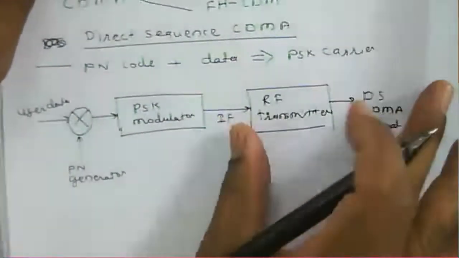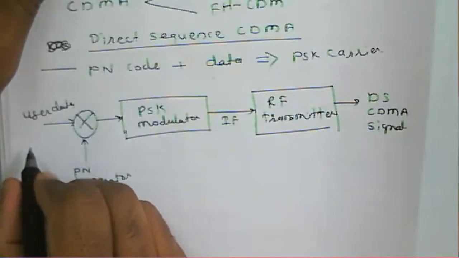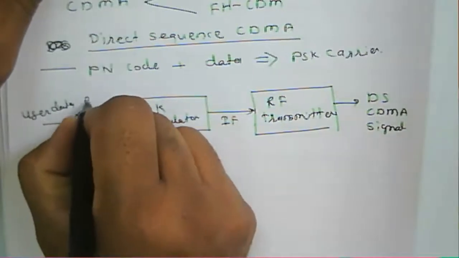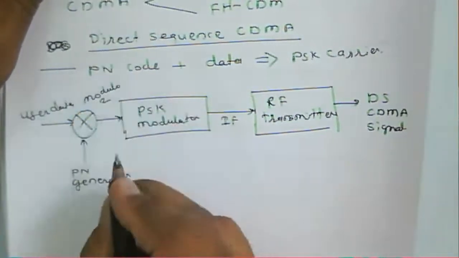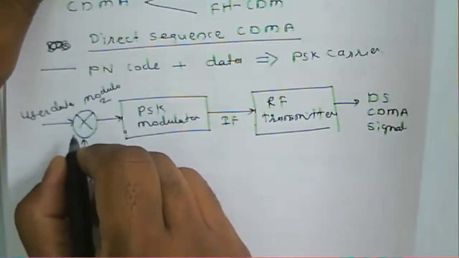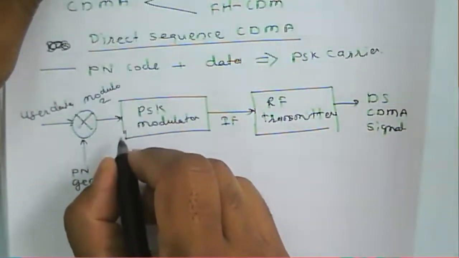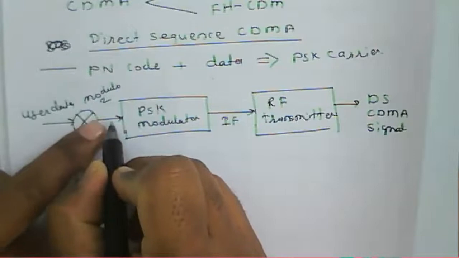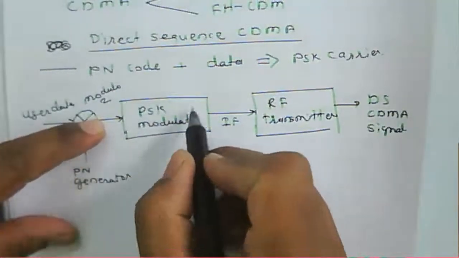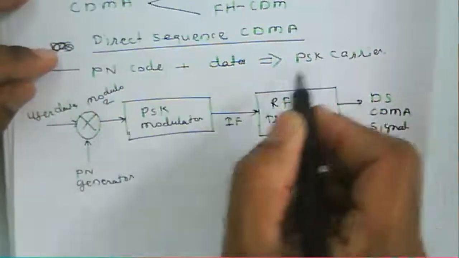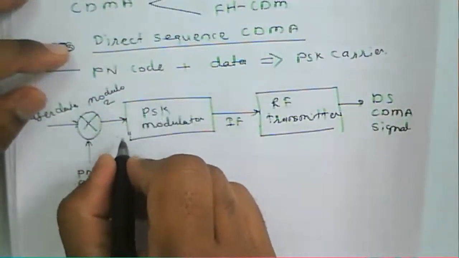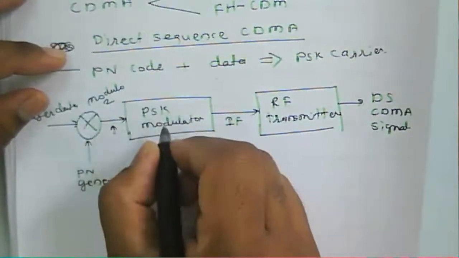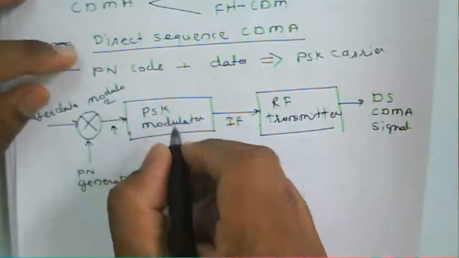So whichever user data we have will be directly added. A modulo 2 addition takes place on the user data, and after that we get the output, which will be modulated to get the PSK carrier. Whichever signal we get here will be modulated using the PSK carrier.